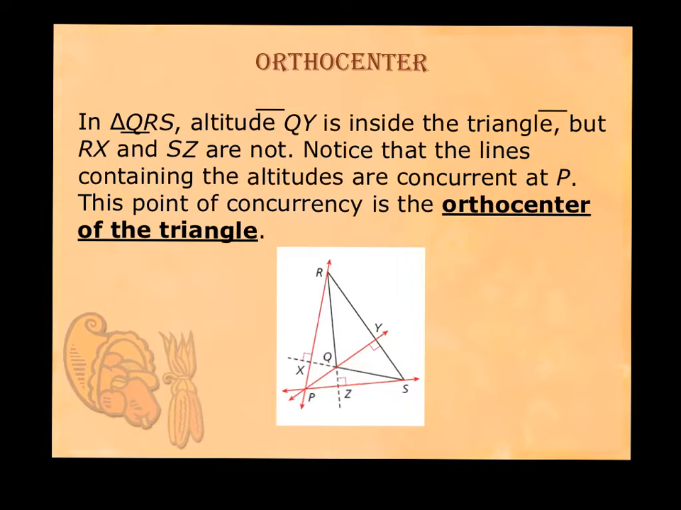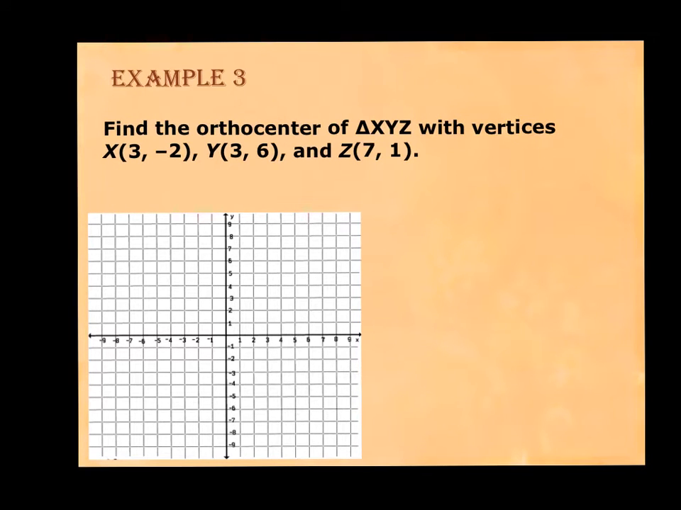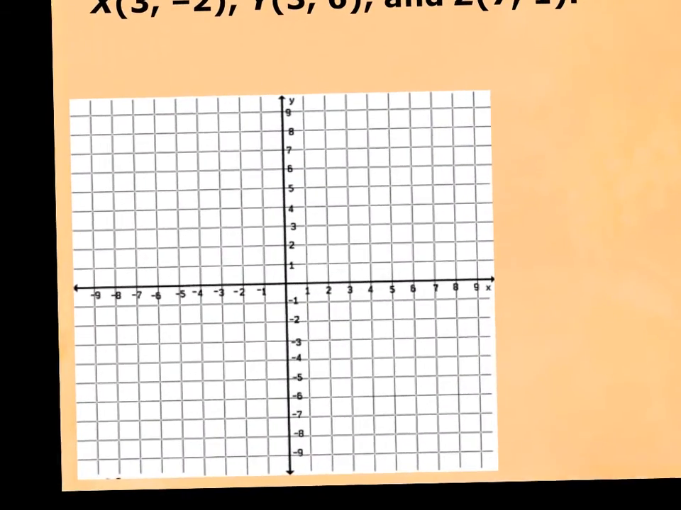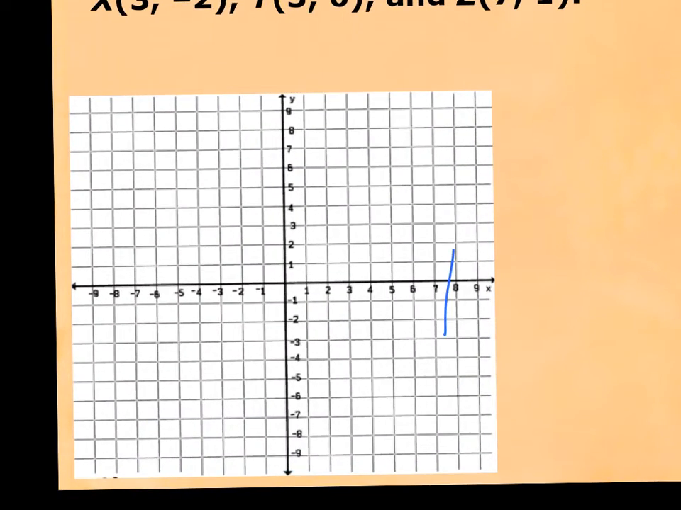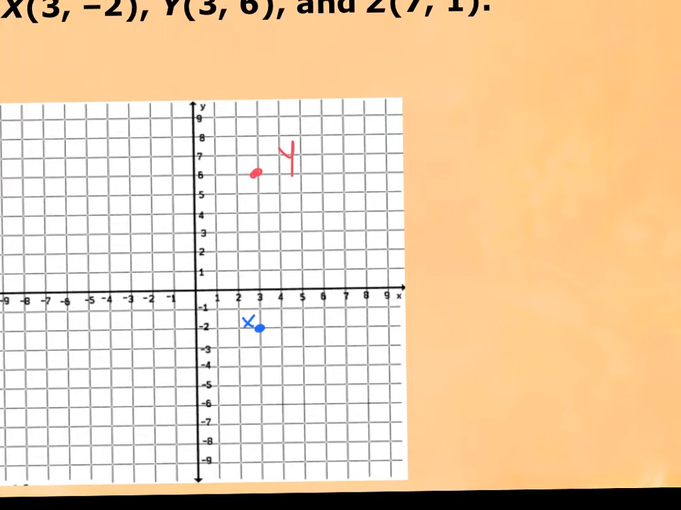Questions so far? Okay. Find the orthocenter of triangle XYZ, with the vertices that are given. The first thing I want you to do is plot those vertices. So X is (3, -2). Y is (3, 6). And Z is (7, 1).